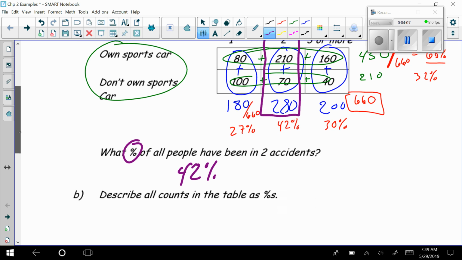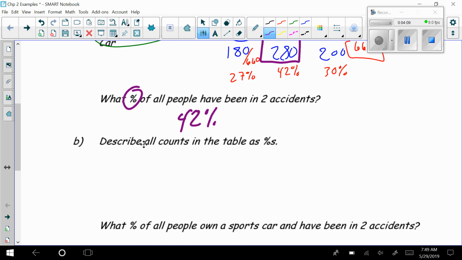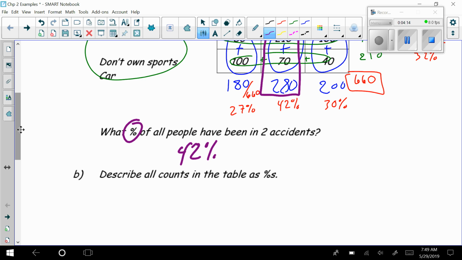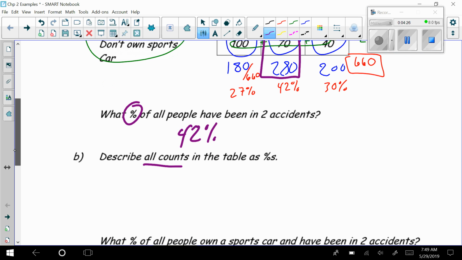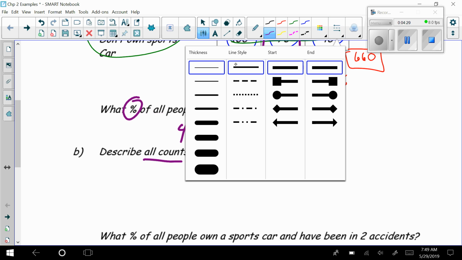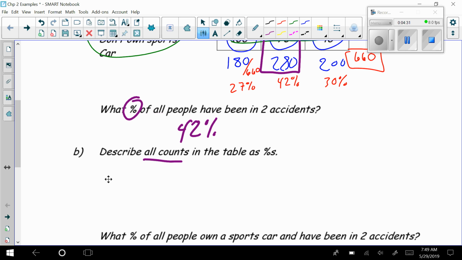As we move down, we have some other questions that we could do. It says describe all counts in the table as percentages. This means that I'm not breaking it up at all. If it says all like that, what I have to end up doing is create a new table. Well, if I'm going to do that, I might as well actually create the table. So I have own, I have not own, and this is, of course, for a sports car.